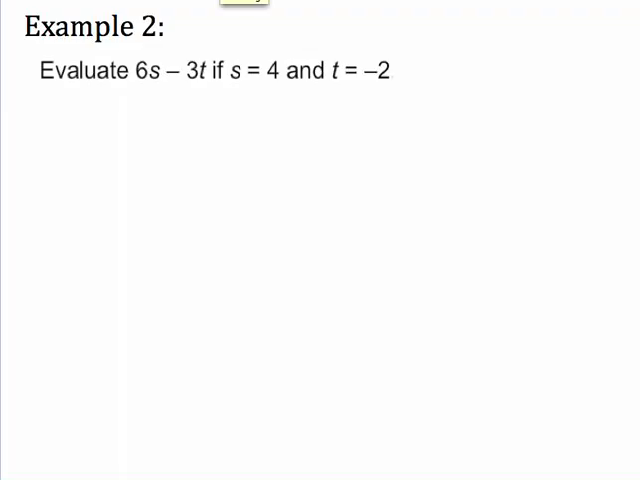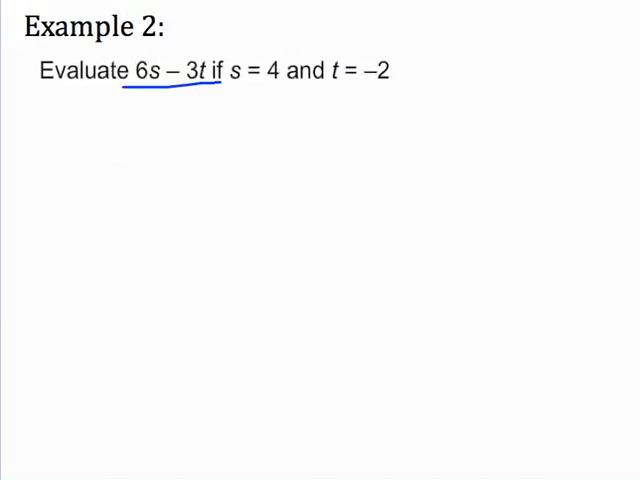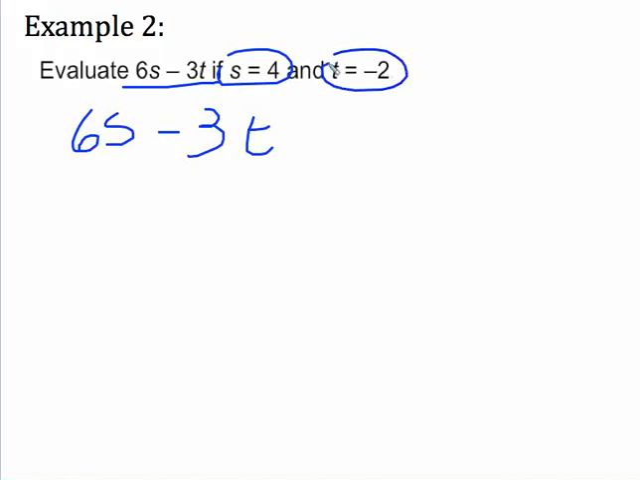So here we have an expression where there are 2 variables: 6s minus 3t. And unlike the last one, where we had variable minus number and then all multiplied by number, we have number variable, number variable. So I have 6s minus 3t. I'm told that s is equal to 4 and t is equal to negative 2. So in this case, I have 6, and I have to remember back to what my first slide said. That means I'm multiplying by. So I have 6 times 4 minus 3 times negative 2.